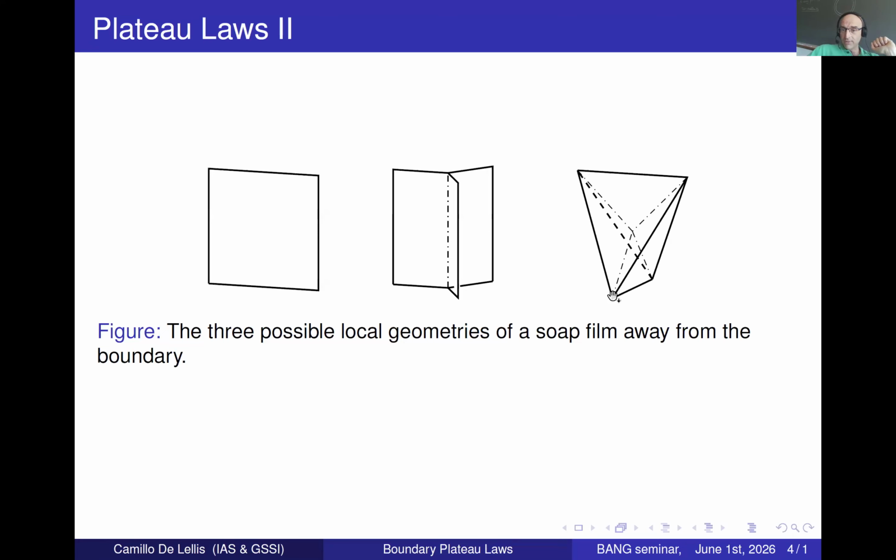And here you see the one-dimensional skeleton of a tetrahedron. Maybe it's not that easy to see, but I wanted to draw the cone over the central point. How do I define the central point? This is a cone with vertex at the barycenter of the four vertices of the one-dimensional skeleton of the tetrahedron. So these, or deformations of these, are the possible local geometries of a soap film away from the boundary, away from the wire that you dipped in soapy water.